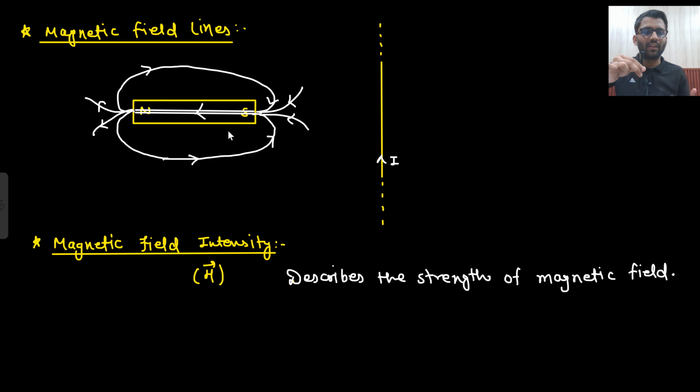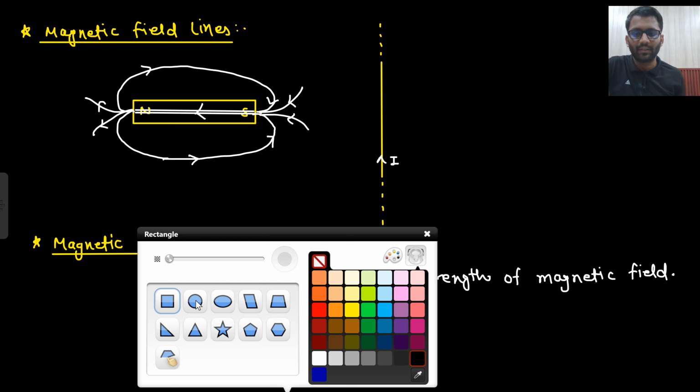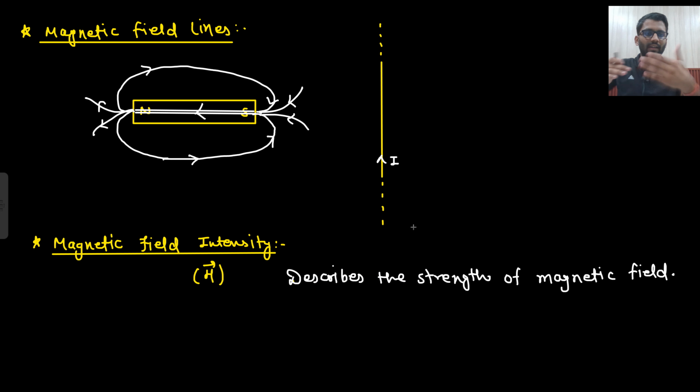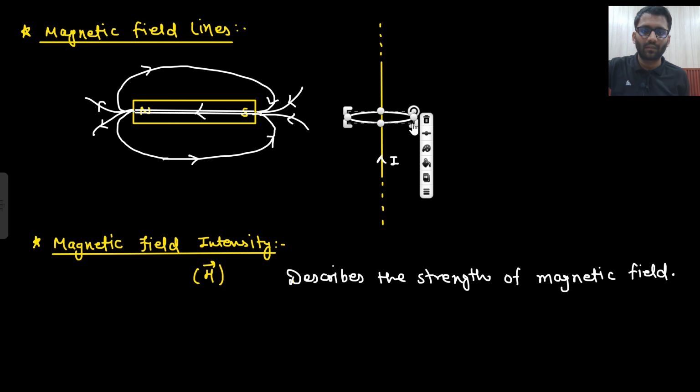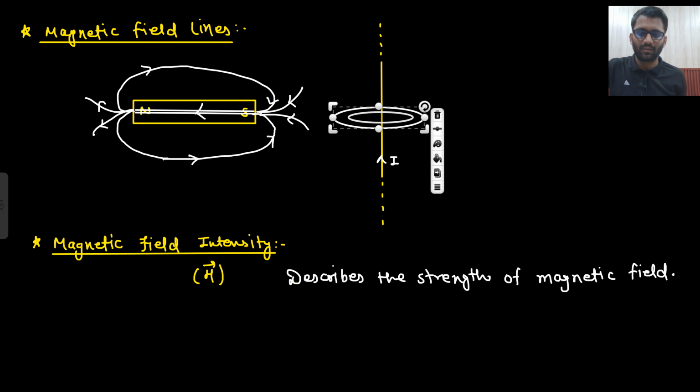So what will be the direction of magnetic field? Use your right hand. My thumb is showing the direction of current, and the direction in which my fingers are rotating will be the direction of the magnetic field. So the direction of current is upward, my fingers are rotating like this, so that will be the direction of the magnetic field.